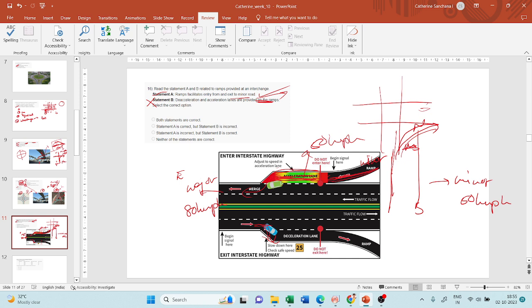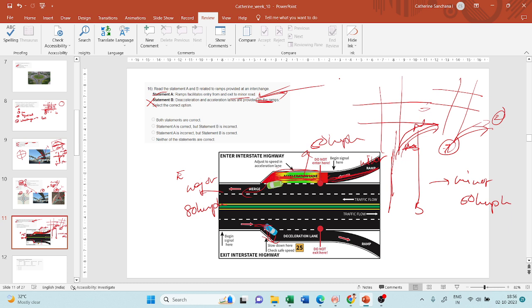So let us read the first statement. One is, ramps facilitate entry from an exit to minor road. Let us take two roads which are crossing at different levels, and I told you that a ramp is used to connect one road at one level to another road at the other level, right? So it can be a minor road or a major road, there is no issue, but ramps help you to facilitate either entry from a minor road to a major road, or exit from a major road to a minor road. Okay, so the first statement seems to be correct.